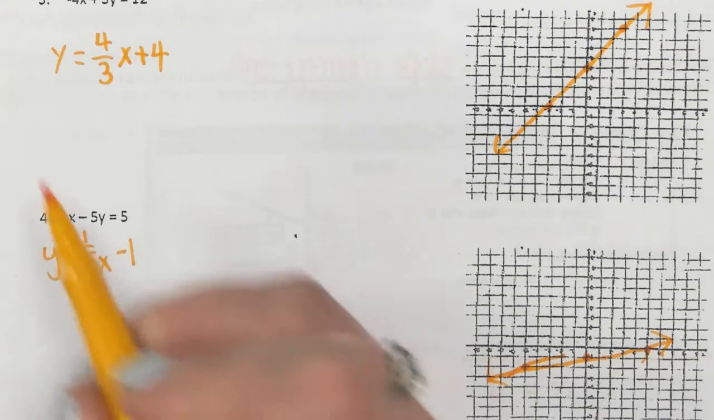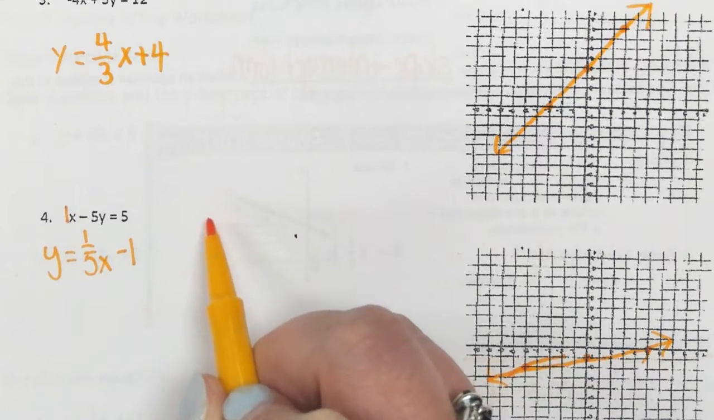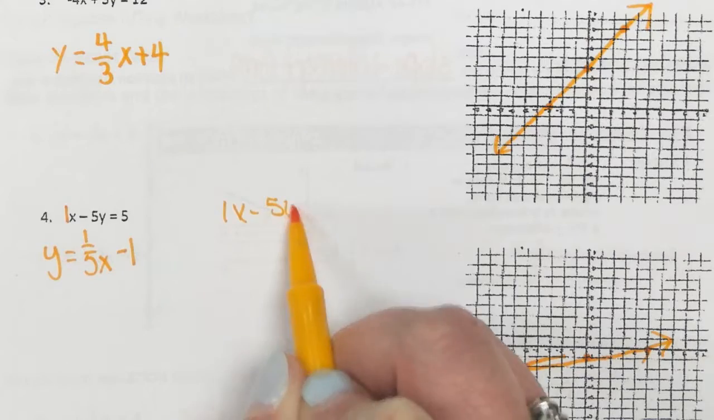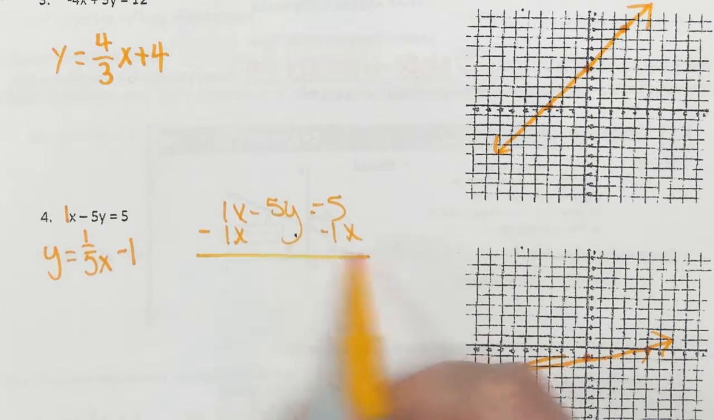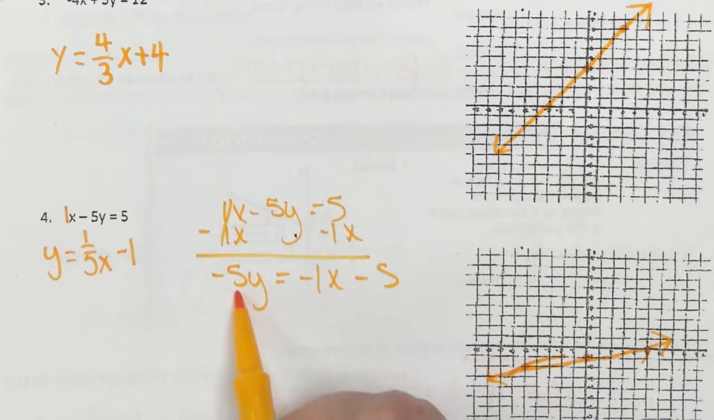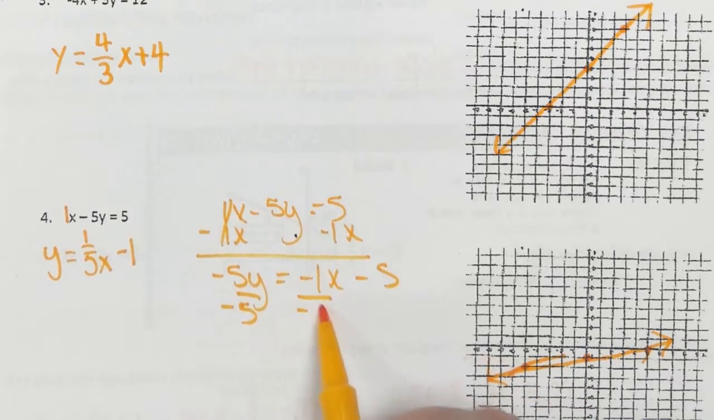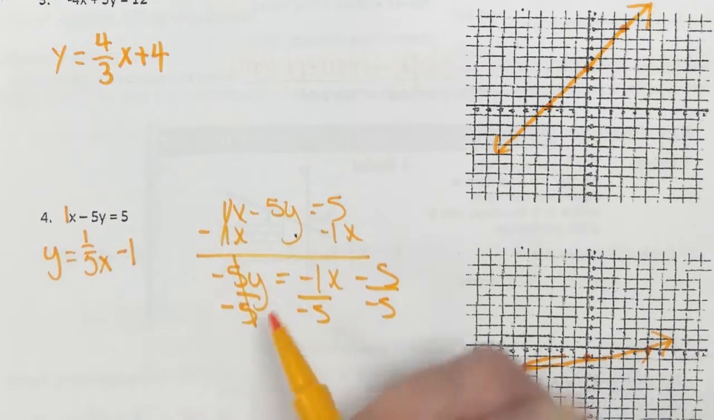Alright, look, right here on 4, I saw a lot of us having issues with this, and there's a 1 right here, right? So when you subtract that 1x, Molly did an excellent job on this one. She divided by negative 5, right? That's how she got the 1/5 there, not 5. She didn't get 5, she got 1/5.